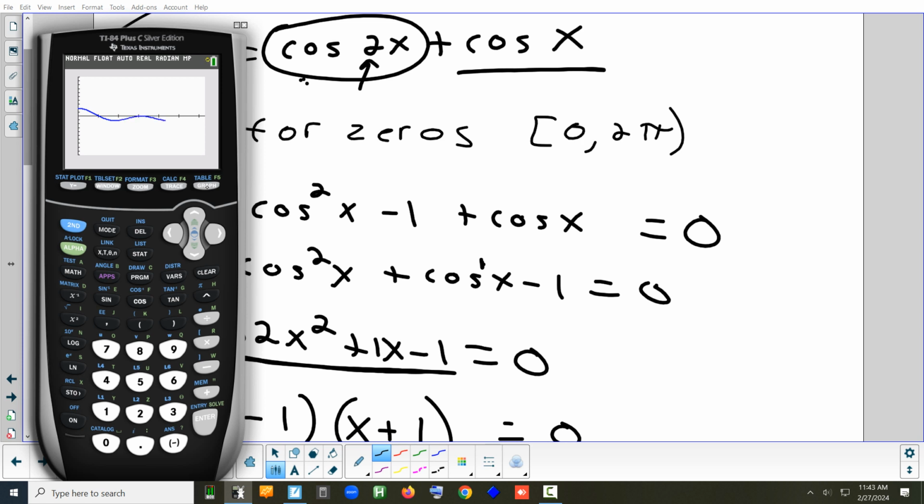Tomorrow you could graph it if you want to check, but we're not actually going to use the calculator to really do anything tomorrow. We're going to do everything algebraically. So factoring in quadratic form. What'd you put for the original? I just typed in the original problem. 2 cosine squared x. It doesn't look the same as.